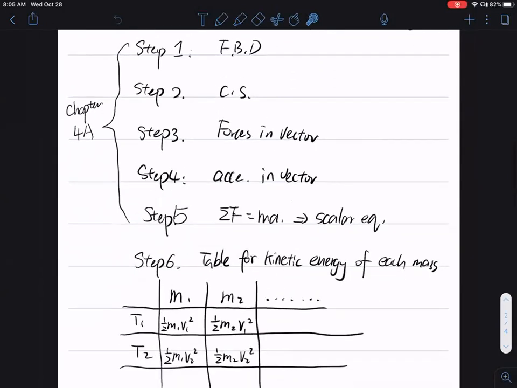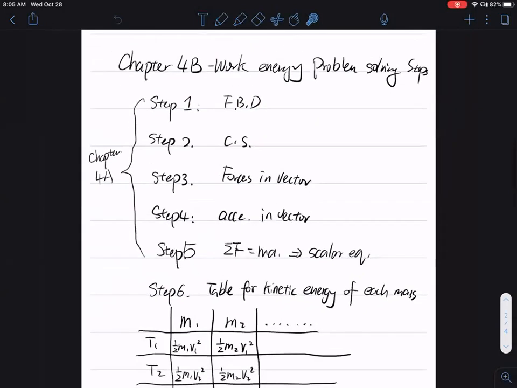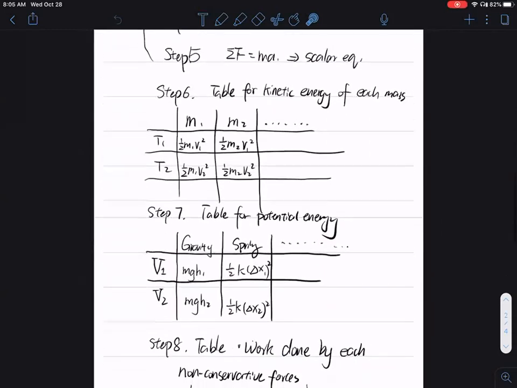And if you have time, make sure you label what each step is for, such as FBD or set up coordinate system, stuff like that. In section 4B, we have 9 steps. That's a lot of steps, but the first 5 steps are exactly the same as chapter 4A. And the new things start from step 6.